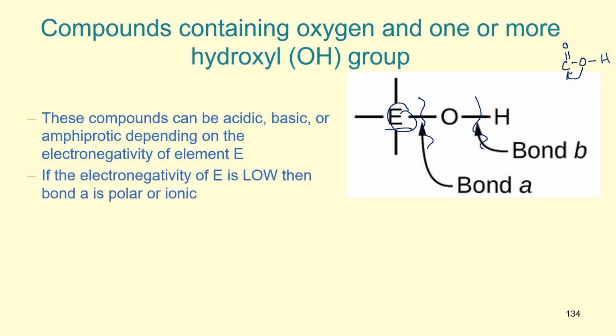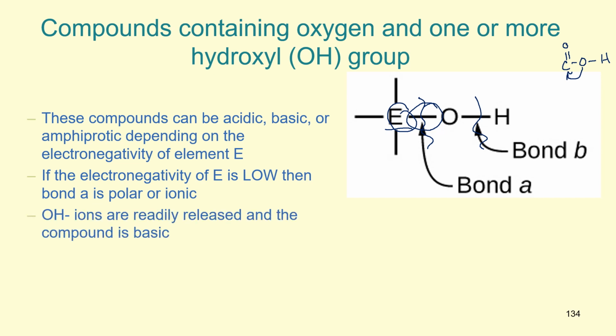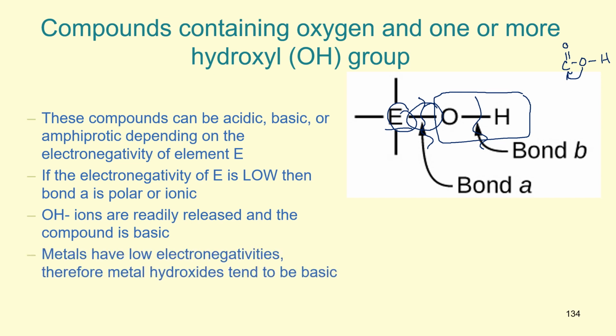So it turns out that if the electronegativity of E is very low, then that means that bond A is polar. So the OH will be broken off and these will be basic. Our example of that would be sodium hydroxide, magnesium hydroxide, all of those metals that have low electronegativity. So that's why those metal hydroxides tend to be basic.